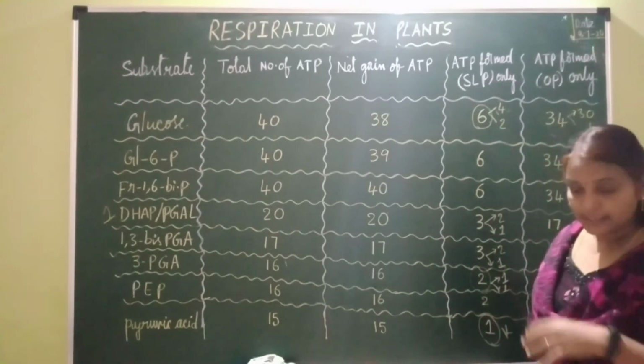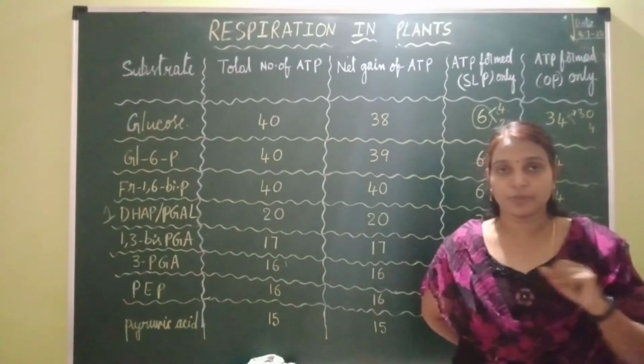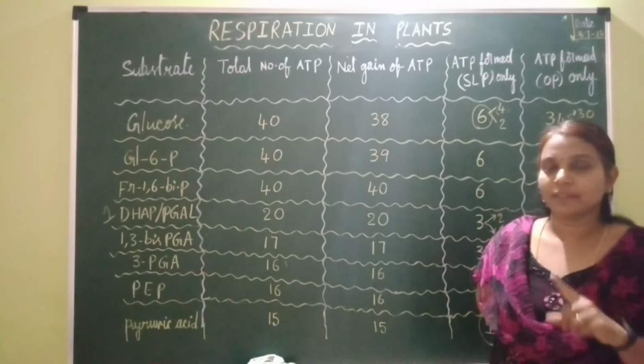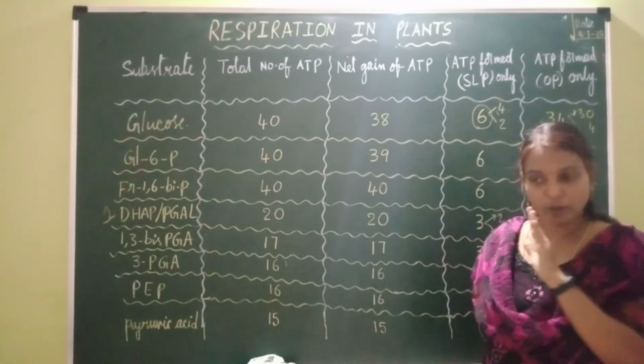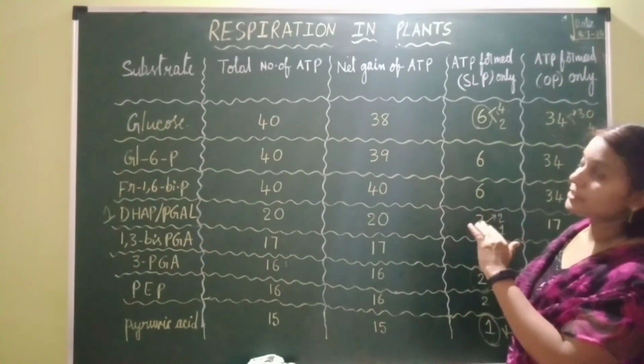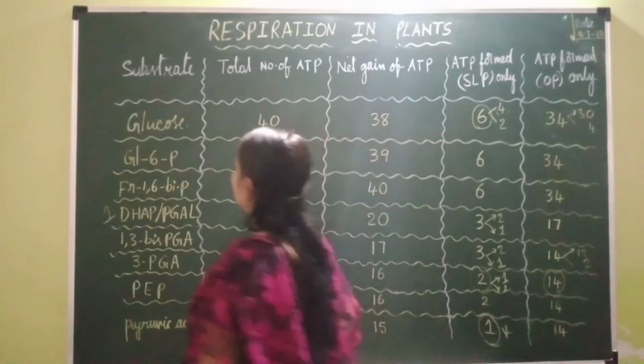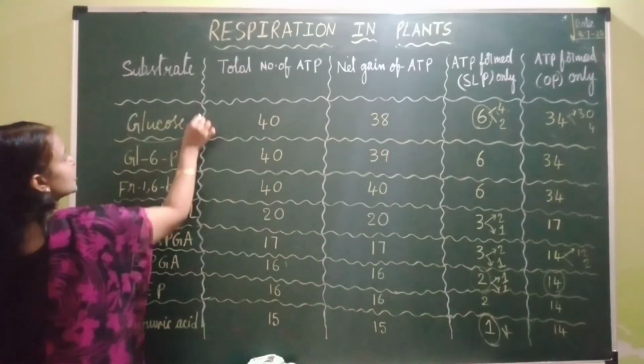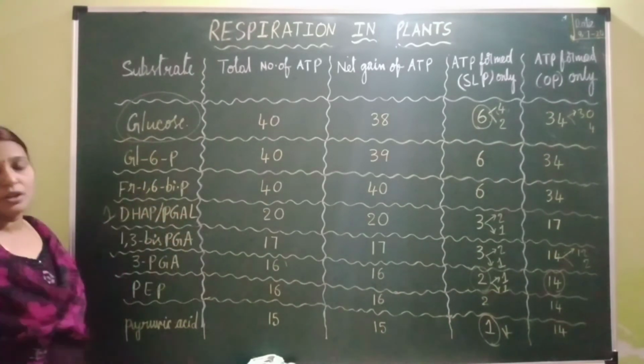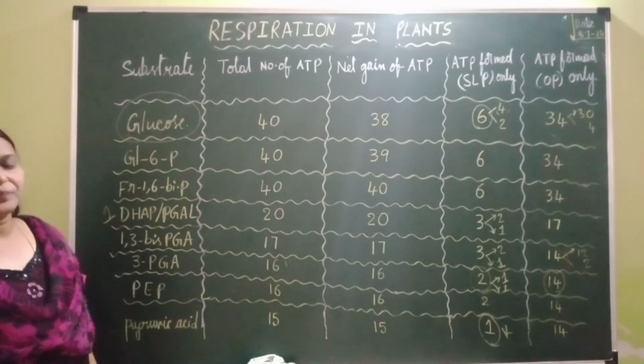So here I want to discuss 2 more questions related to respiration, but with respect to anaerobic respiration. Till now we discussed the questions related to aerobic respiration. Now the question is, when 1 molecule of glucose undergoes oxidation through anaerobic respiration, what is the net gain of ATP? That is 2 ATP.